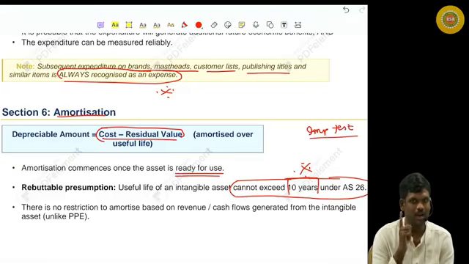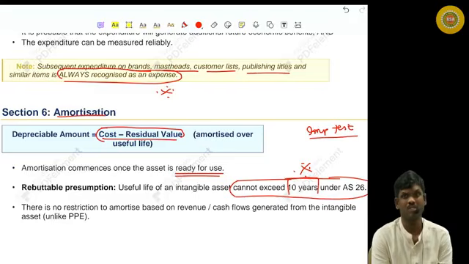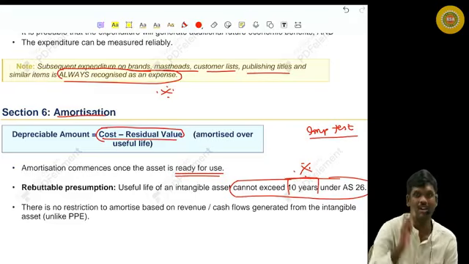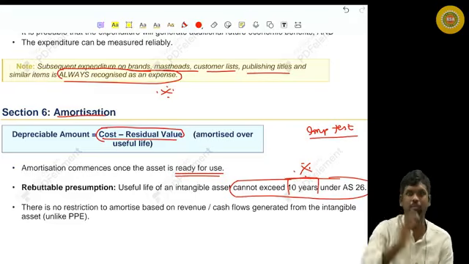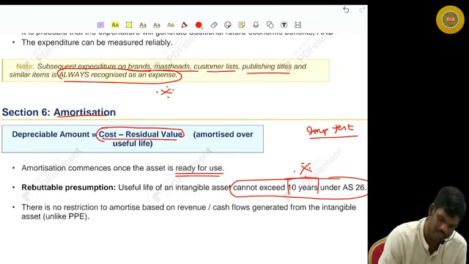AS26 says, properly take a maximum of 10 years. In that case, you can do the impairment test only if there are indicators of impairment. No, sir, I want to take more than 10 years. Take it. But then you have to do the impairment test every year, whether or not there are indicators of impairment. So the maximum life that is allowed is 10 years.